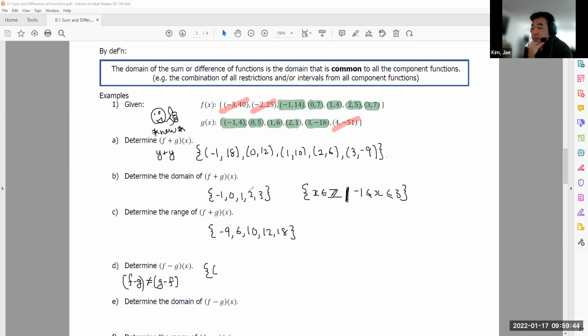Again, we can only subtract at the common x values. So 14 minus 4 is a 10. 7 minus 5 is a 2. 4 minus 6 is a -2. 5 minus 1 is a 4. And 7 minus -16 is 23. And I think you could do the domain and range by yourself.